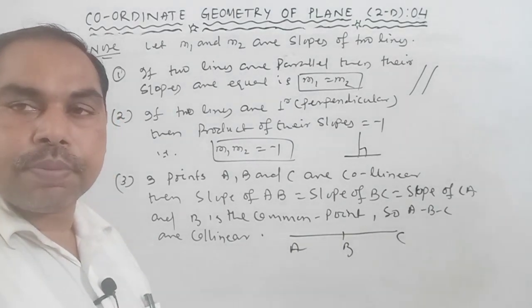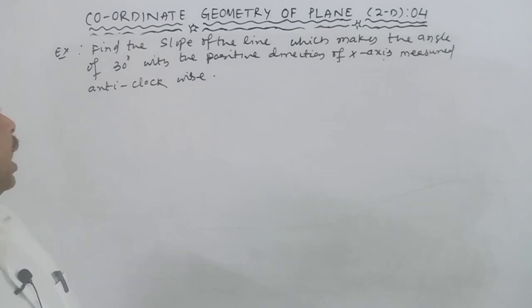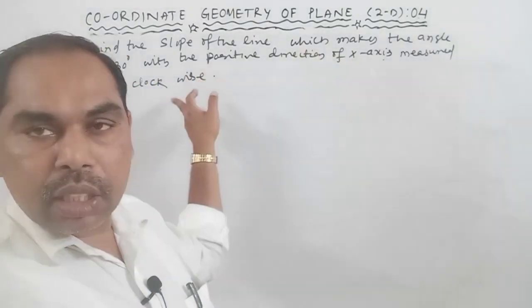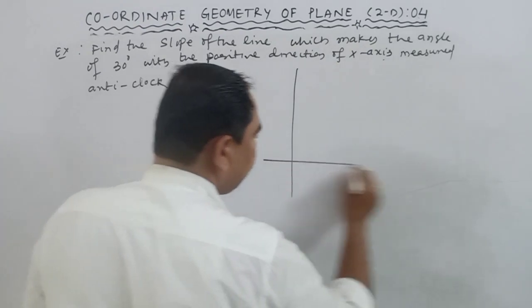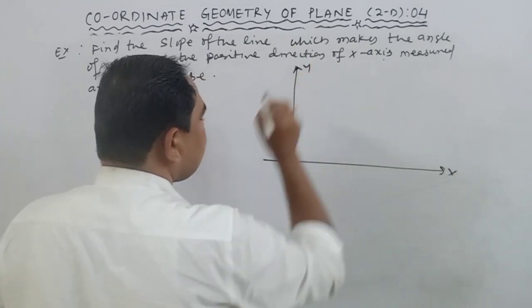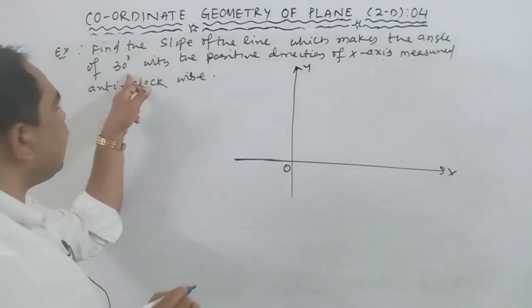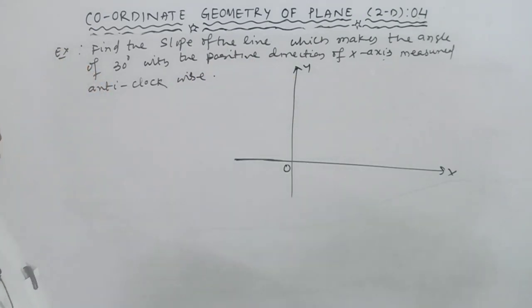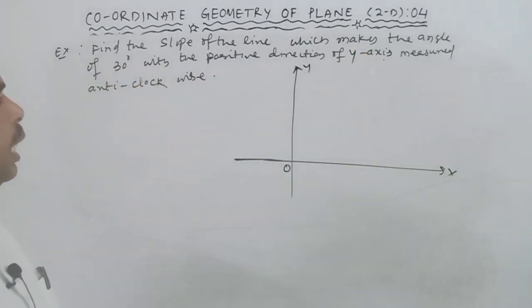This is a question given. Find the slope of the line which makes an angle of 30 degree with the positive direction of the y axis, measured anti-clockwise. First draw the diagram. This is the x axis, this is the y axis, this is the origin.